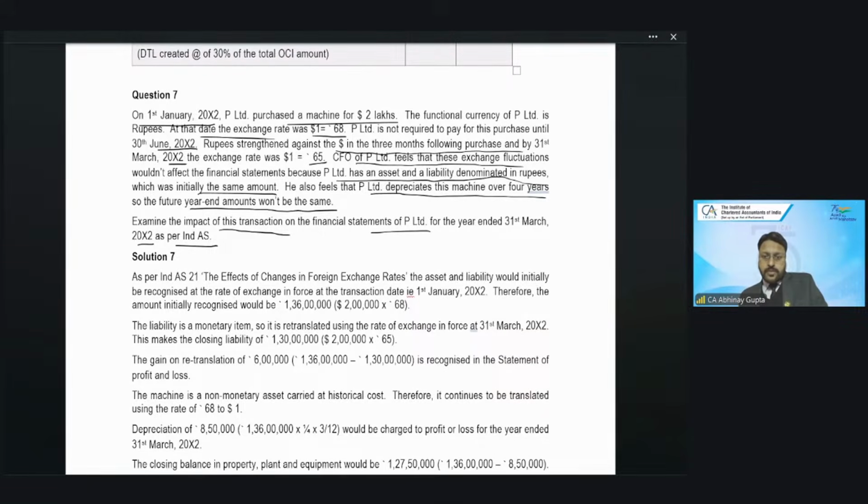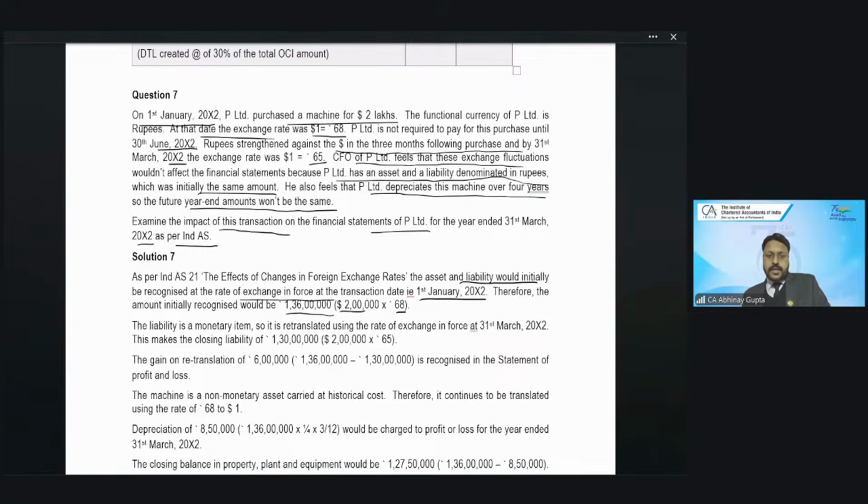As per Ind AS 21, the asset and liability would initially be recognized at the rate of exchange in force on the transaction date, that is the 1st of January. Therefore, the machinery would be recorded at $2 lakh into 68, 1 crore 36 lakhs rupees, right? So this would be the cost at which the machinery will be recorded, correct?